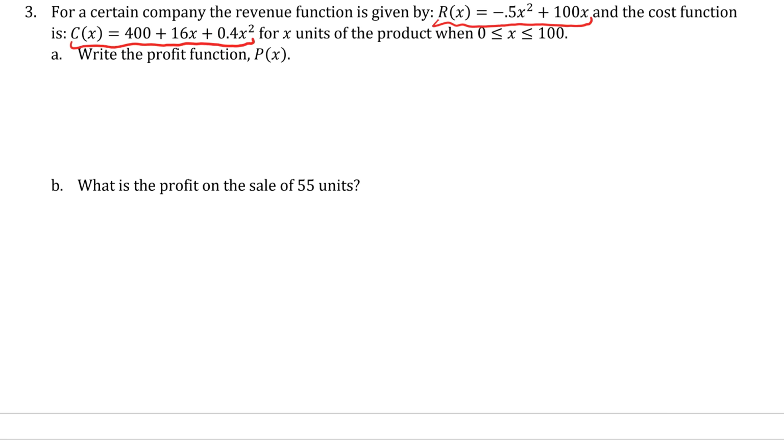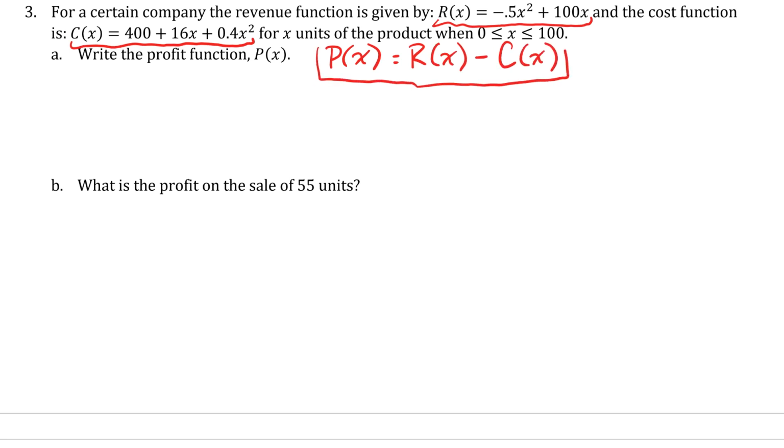So profit just means we take how much money did we get and subtract how much did it cost to make. The difference is our profit. All right, so for profit function P of x, that is just going to be the revenue function R of x minus the cost function C of x. All right, so anytime you're trying to get profit from revenue and cost, this is all you have to do. Take the revenue function and subtract the cost function. All right, so let's actually do that for this problem now.